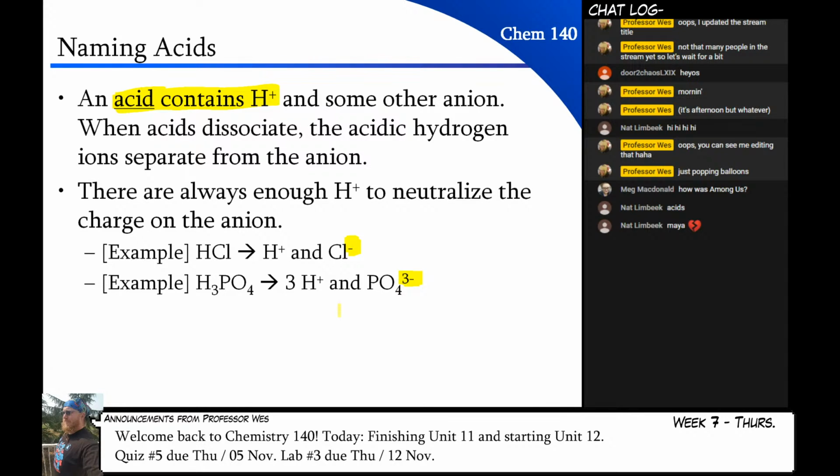So acids are kind of like the gray area between covalent and ionic compounds. Specifically, though, they involve hydrogen. Since I had a -1 charge on chloride here, I need 1 H+ to make HCl. Because I had a 3- charge on phosphate, I need 3 of those hydrogens, each with a plus charge, to make my phosphoric acid.